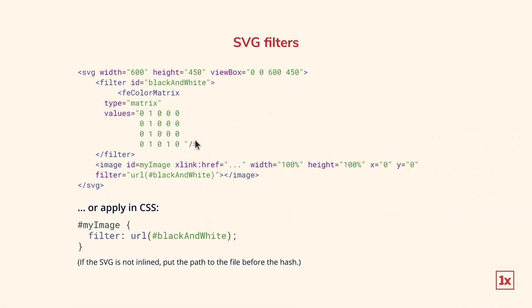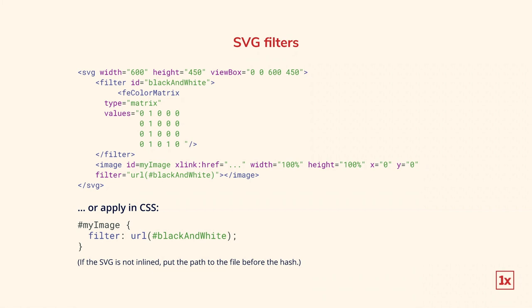We can also use filters. So you can define them within your SVG, and they are usually manipulating the colors, or for example, giving a blur to the element. And you can reference these filters by the IDs. So basically here we are showing that we are applying the above defined filter to an image, a raster image, with the filter attribute.